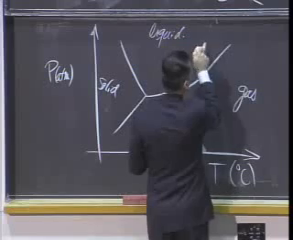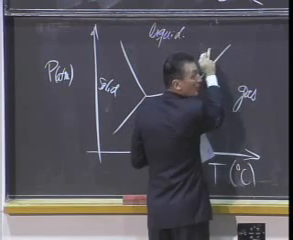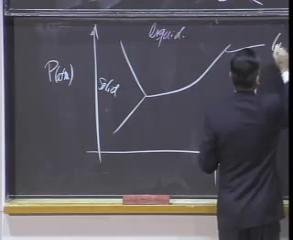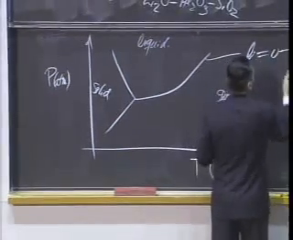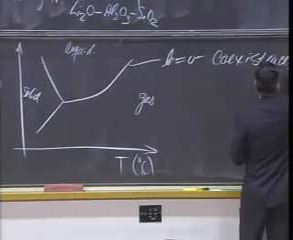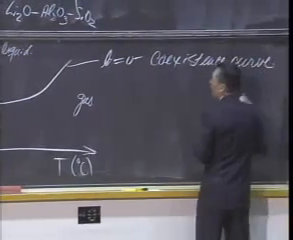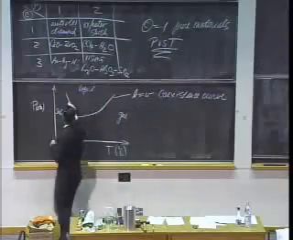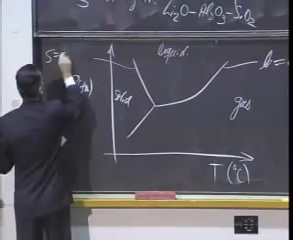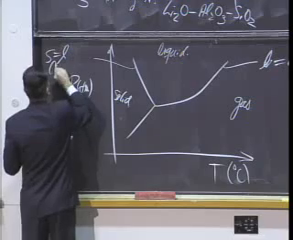These lines, this one is the equilibrium between liquid and vapor. So this is a liquid equals vapor coexistence curve. Coexistence curve. And it's not a single point. And this one here is the solid-liquid coexistence curve. Solid equals liquid coexistence curve.